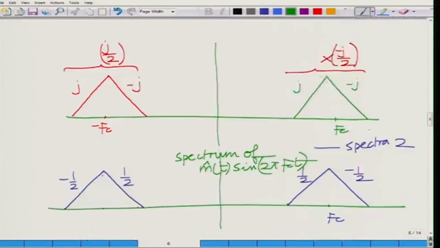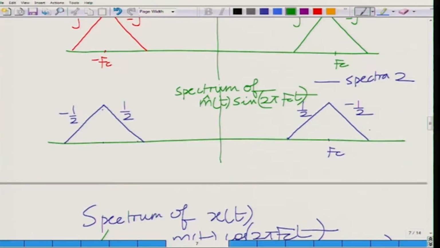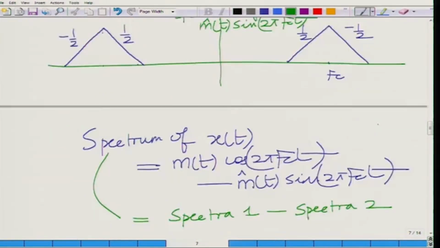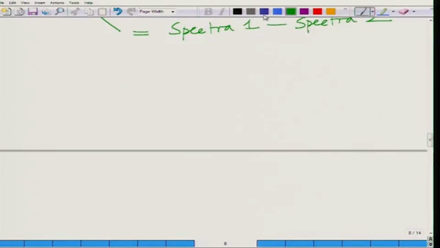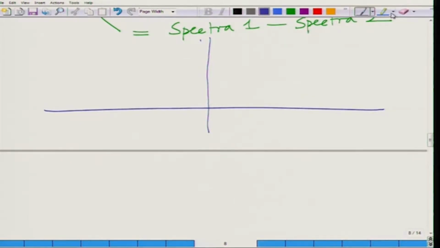Here, the upper sideband in m hat t sin 2 pi f c t is scaled by minus half, and the lower sideband is scaled by half. Therefore, if you subtract spectra 2 from spectra 1, the upper sidebands will add, half plus half, and the lower sidebands will cancel, half minus half. Therefore, what remains is the upper sideband modulated signal.